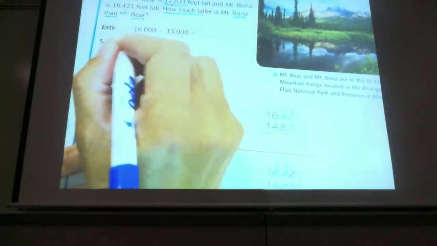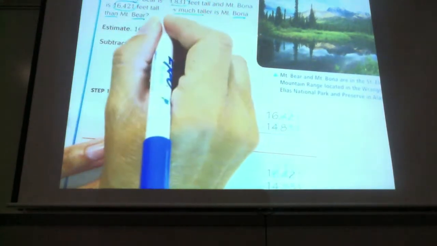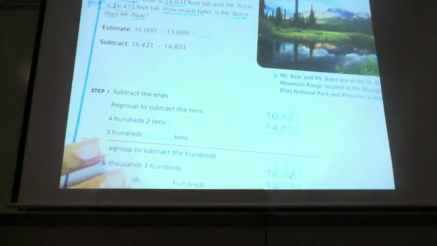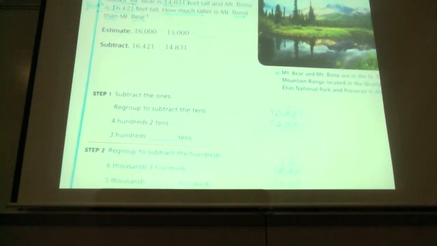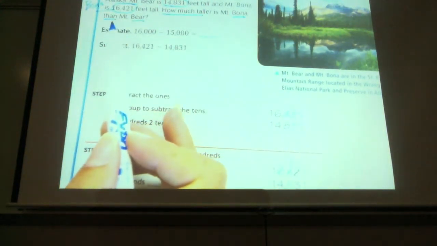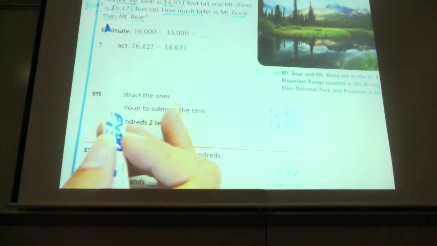How many feet tall? So here's one, and here's one. This one goes to Bear, and this one goes to, I'm going to write it over here, to kind of help me keep track of which one is which, because that's important. Now when I look at this, it says Mount Bona than Mount Bear. So I know that this number has to go first. It is a larger number, so I assume that it's going to go first when I'm subtracting.